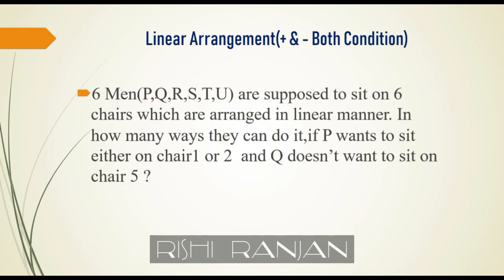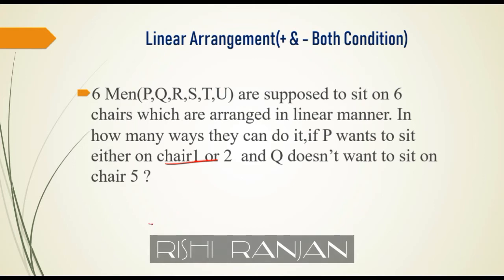Six men P, Q, R, S, T, U are supposed to sit on six chairs which are arranged in a linear manner. In how many ways can they do it if P wants to sit either on chair 1 or 2, this is a positive condition, and Q does not want to sit on chair 5. Now the problem here is that both the conditions are there, positive and negative.